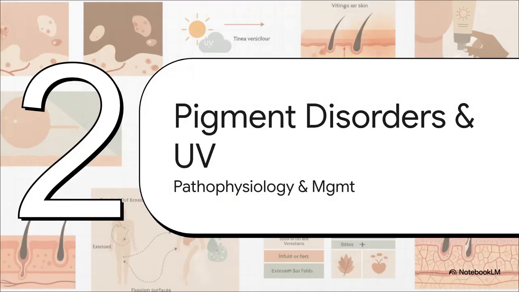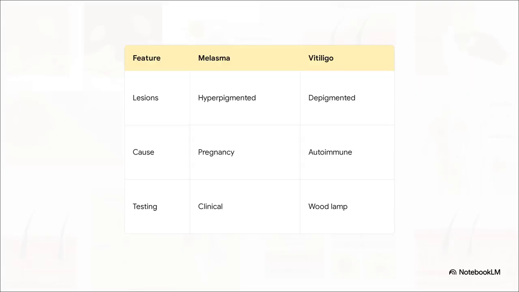Section 2, Pigment Disorders and UV. Let's put two major pigment disorders head-to-head. On one side, we have melasma. This presents as irregular, hyperpigmented facial macules. It's incredibly common in women, particularly during pregnancy. Your management here is all about minimizing sun exposure and using broad-spectrum sunscreens that block both UVA and UVB.